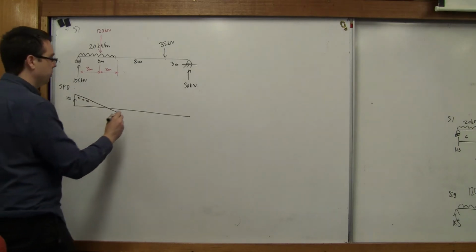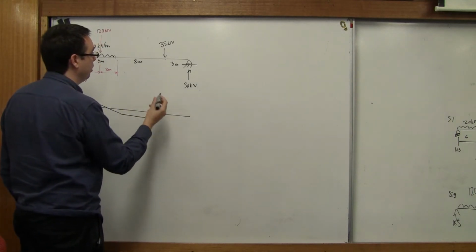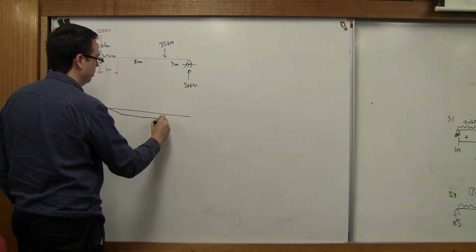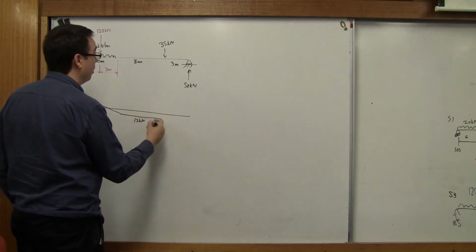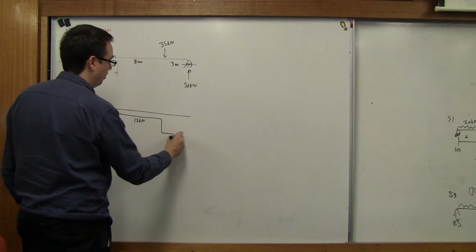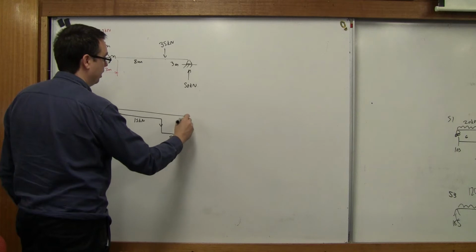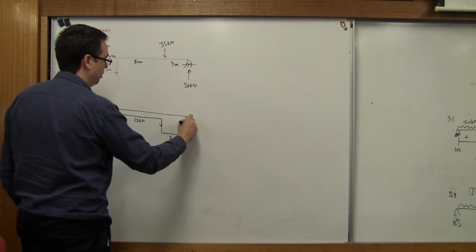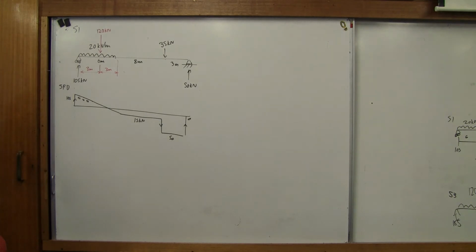Then nothing happens for the next 8 metres, and then we're going to go down 35 kilonewtons. So here we're at negative 15 kilonewtons. We're going down another 35. 35 plus 15 is 50, and then finally at the end we're going to go back to 0. And we always expect to end up at 0.